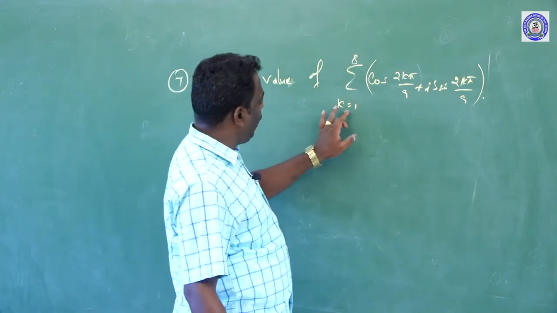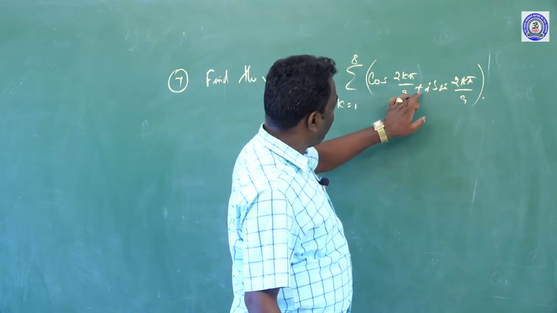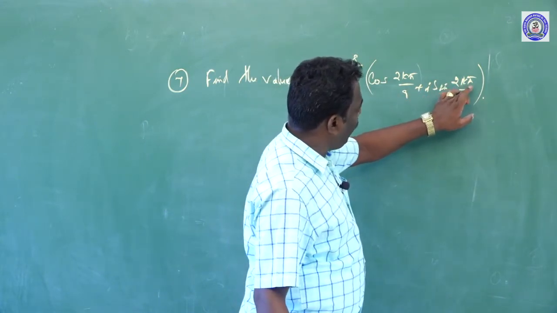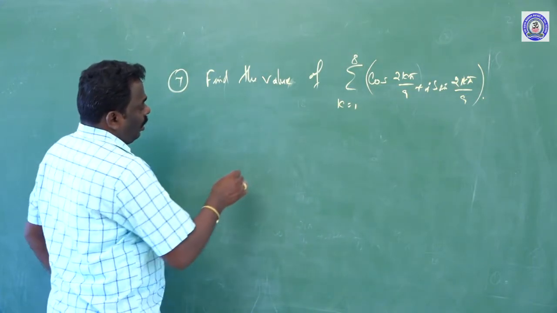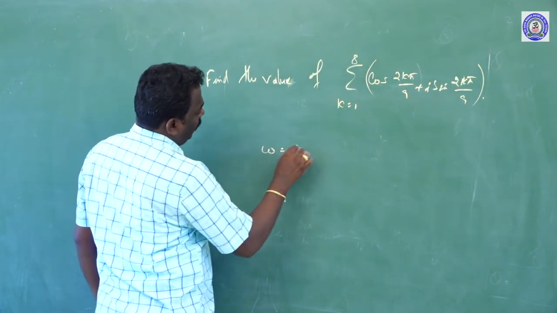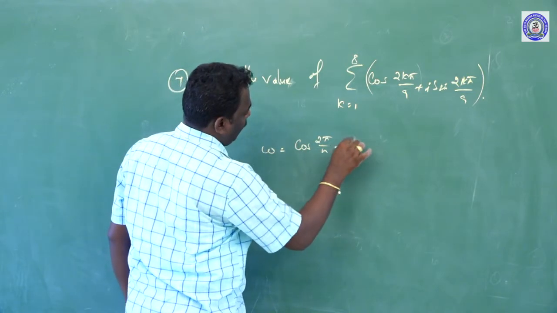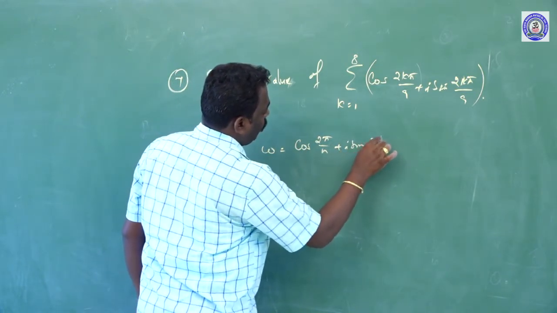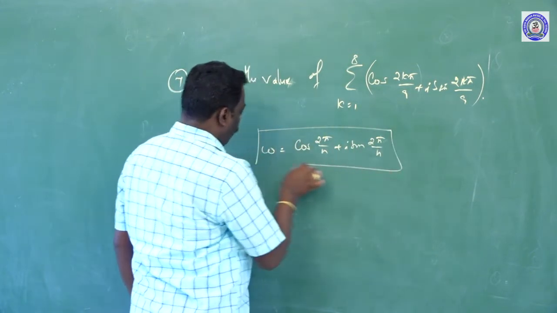The summation is over k taking values 1 to 8 of cos(2k pi by 9) plus i into sin(2k pi by 9). We find out this summation. So now we know omega equals cos(2 pi by n) plus i into sin(2 pi by n). This is called the value of omega.